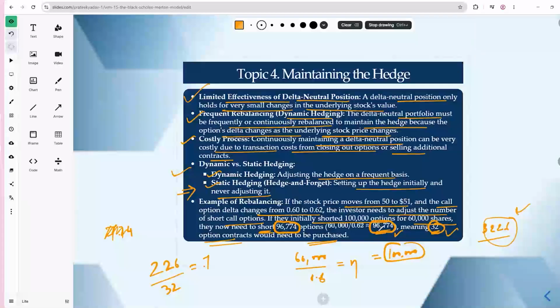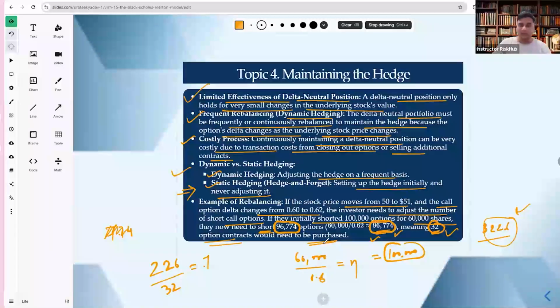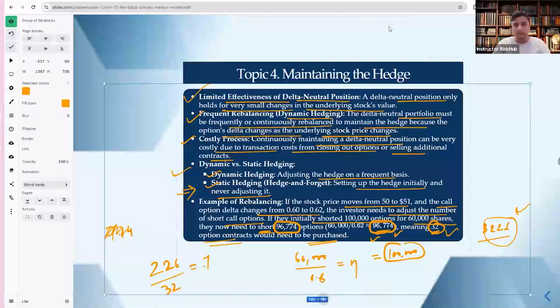Yeah, till now it was right. So again, the idea is earlier when you divided 60,000 by 0.6, you got 100,000. Now you divide 60,000 by 0.62 and get 96,774. So I have to buy 3,226 more because my position has changed, right? That's what I'm thinking.